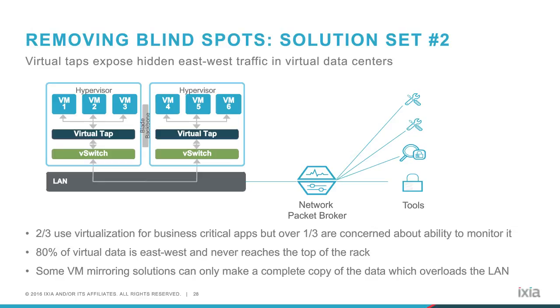The easiest way to remediate this blind spot is a virtual tap. A virtual tap is software, but it behaves like a physical tap. You load the software into a VM, and then you can make a copy of all inter- and intra-VM traffic. Once you have a copy of the data, a good virtual tap gives you a way to perform some basic filtering of that data and then export it out to a physical packet broker where you can send it on to your existing tools.